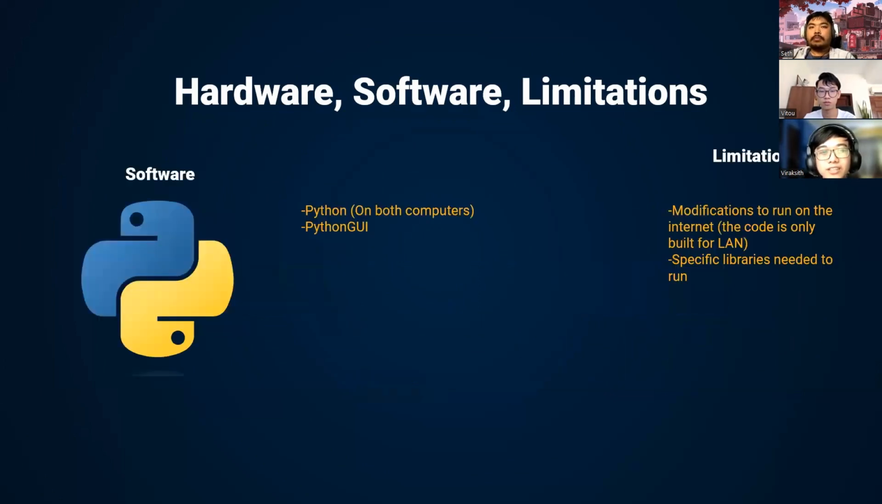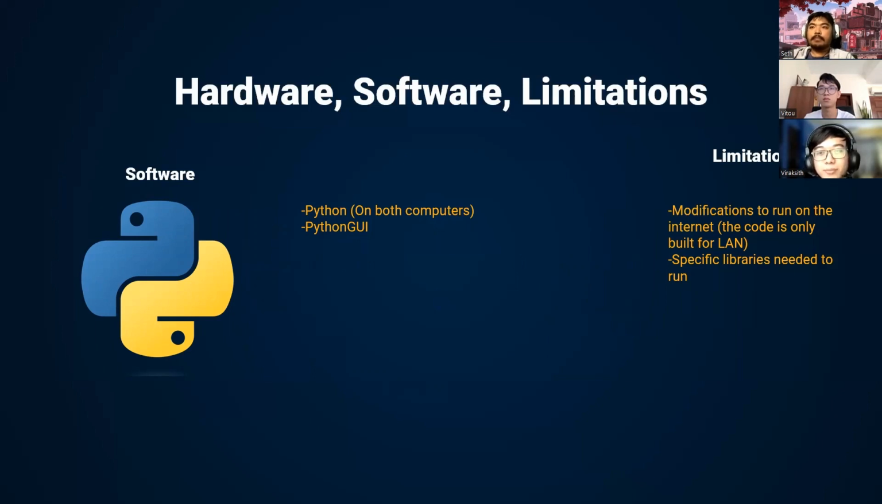And other than that, there are also some software requirements. The main software that you need is Python, of course, in order to run the entire program on the computer. However, there's another separate library that is needed in order for it to work properly, which is PyGUI. It is needed to show you the prompt for entering the IP and port, as well as the messages that you would like to send over to your other person.